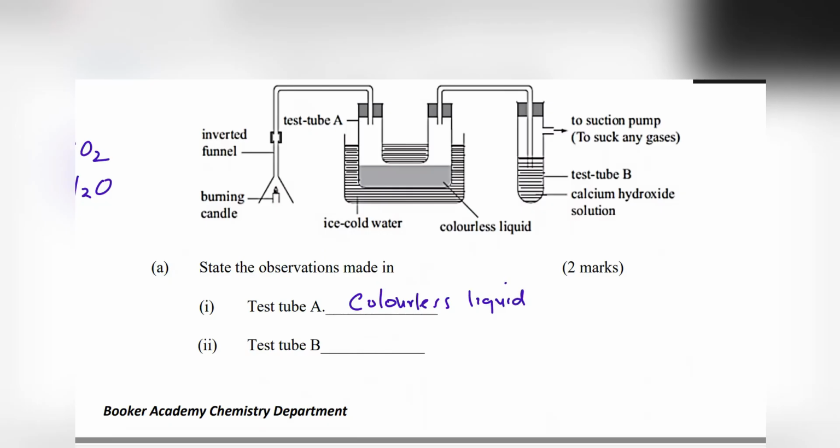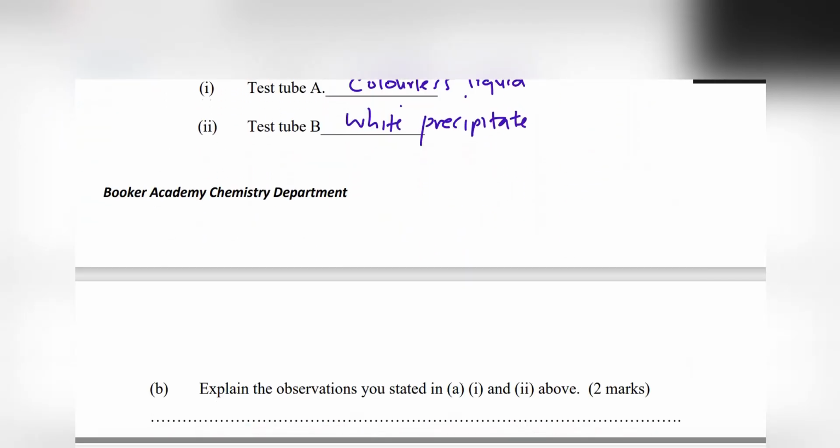Then we have B. In test tube B, we have carbon(IV) oxide, which does not get cooled by the ice cold water. So it crosses over to B, where it reacts with calcium hydroxide to form a white precipitate. A white precipitate is formed. Then we move down.